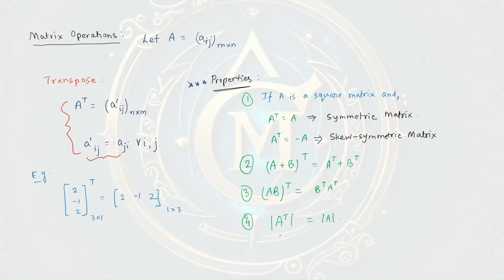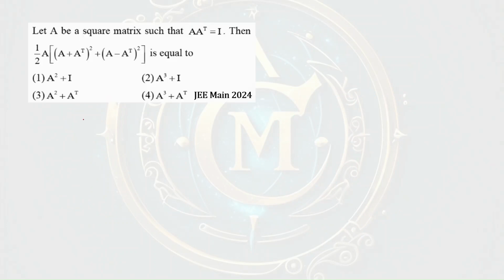And if we take the determinant of the transpose matrix, the determinant value will be the same as the determinant value of the original matrix. So you need to keep these points in mind. Let us solve a question from JEE Main 2024.